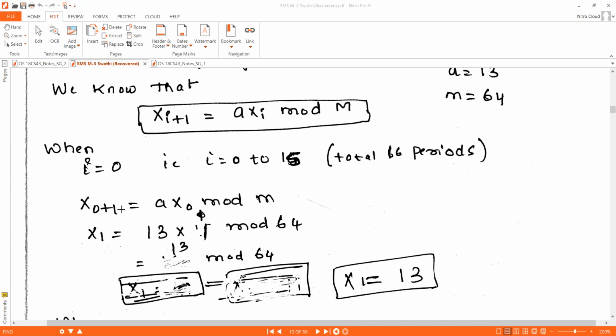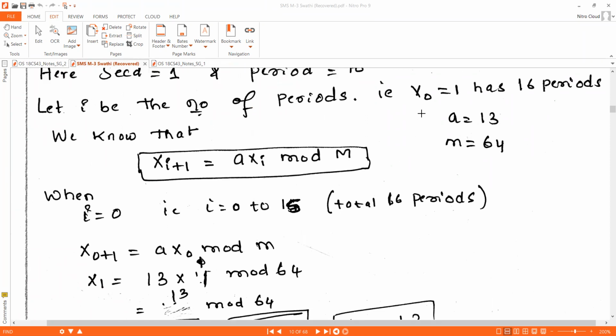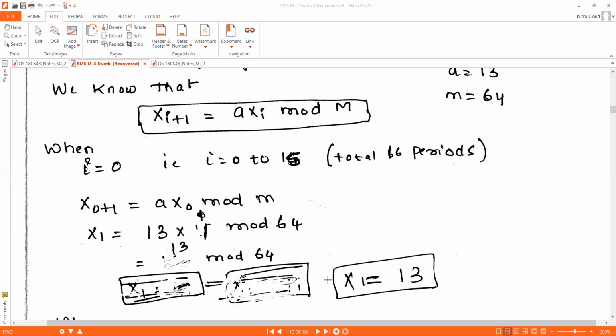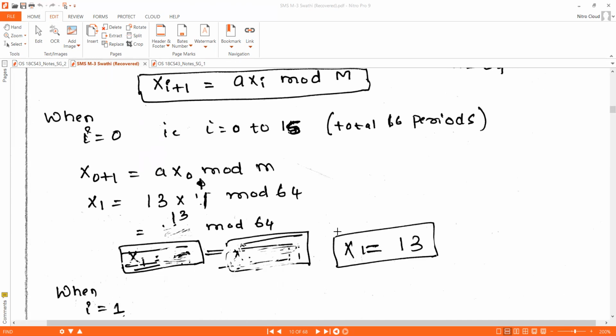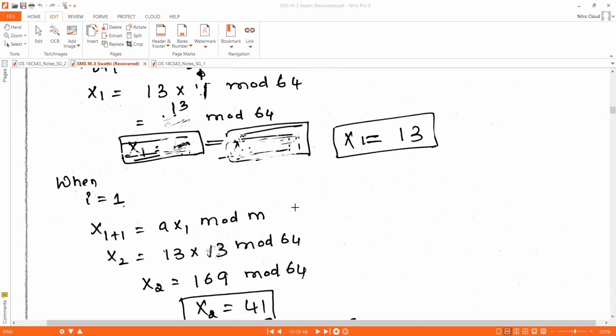Here x0 plus 1 is equal to x1, and the a value, the x0 value and the m value are all given in the problem. We'll substitute these values: a is given as 13, and x0 is given as 1, because this is the first case, where we are considering x naught equal to 1. So 13 into 1 mod m, where m is given as 64. 13 into 1 mod 64 is 13 mod 64, which gives 13. So x1 value is 13.